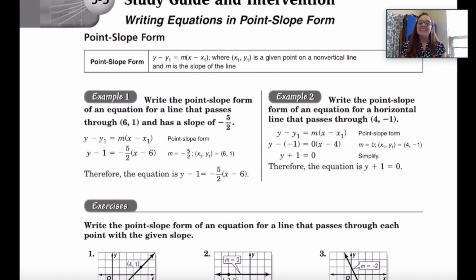Hi guys, today's lesson is going to be on writing equations in point-slope form. So you know about slope-intercept form, we've talked also about standard form, and now we're going to talk about point-slope form. So first, you're going to want to go ahead and pause that video.